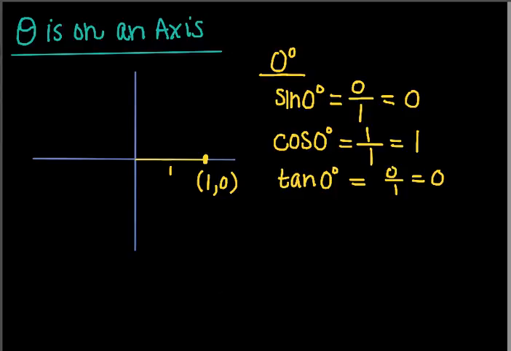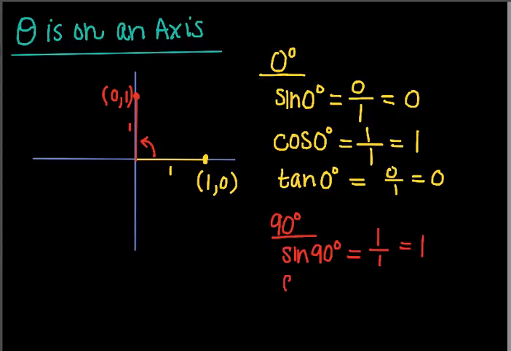So let's do 90 degrees. Again, the idea here is what's going to happen if my theta is on an axis. Here's 90 degrees. I'm going to take a point that is 1 away from the origin. What would the sine of 90 degrees be then? My y-coordinate is 1, over the distance from the origin, which is 1. So the sine of 90 is 1.